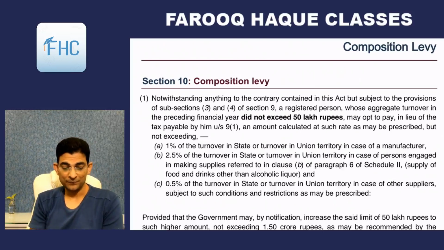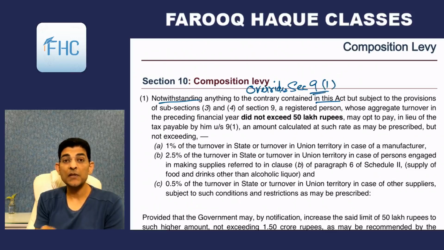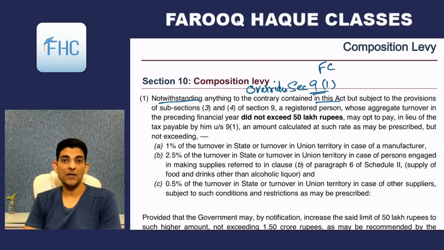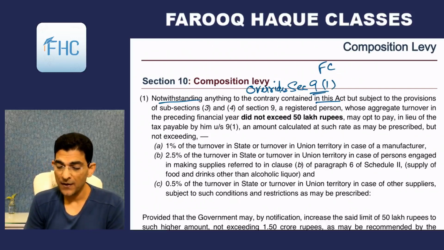Section 10. Notwithstanding anything to the contrary contained in this Act. Notwithstanding means overriding effect. So this section 10 will override basically section 9. It overrides section 9. Section 9(1), that is the normal charging section, the forward charge. Okay, so section 10 overrides section 9(1).